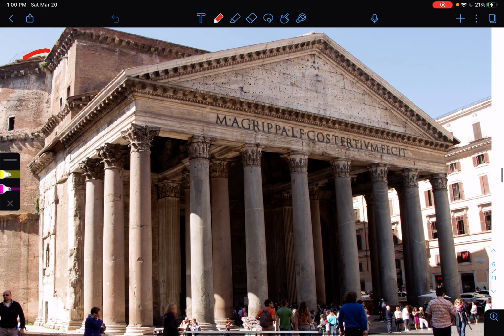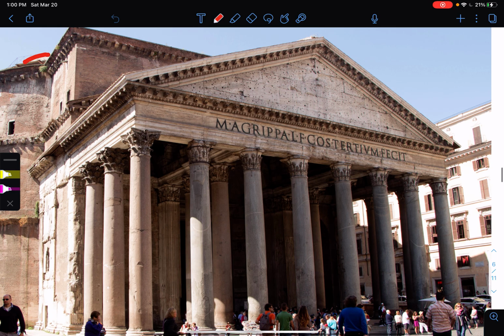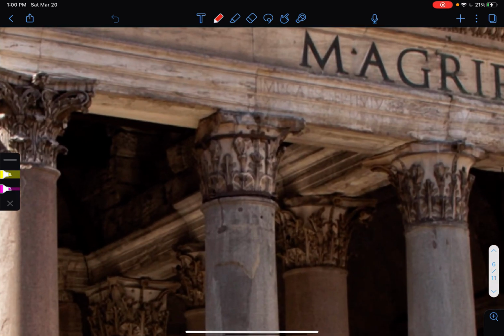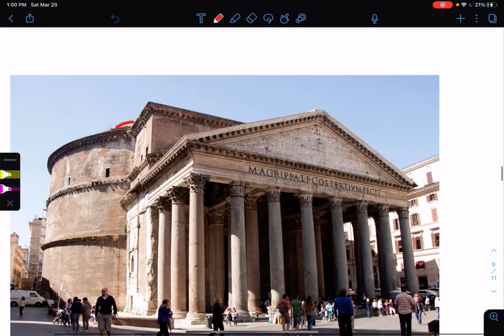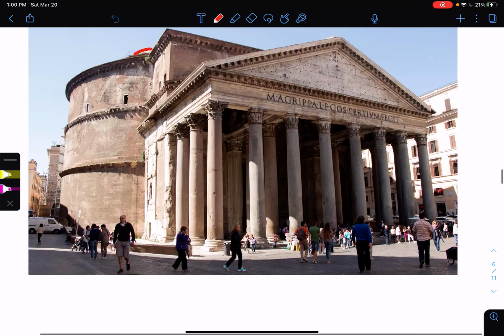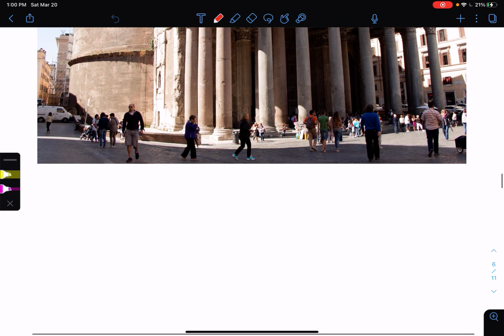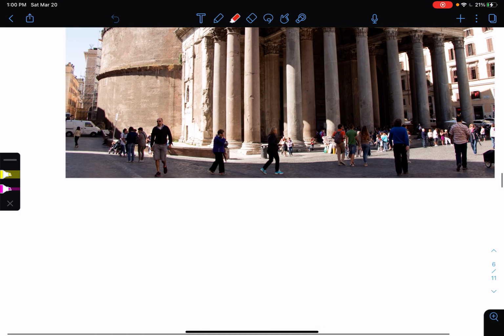So the Romans borrowed this idea of the columns from the Greeks. Okay, and they created this building, and then they added this huge, amazing dome. You're still able to visit that in Europe today.